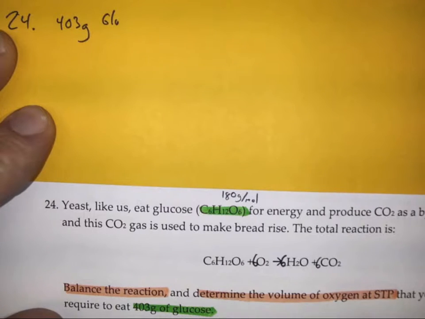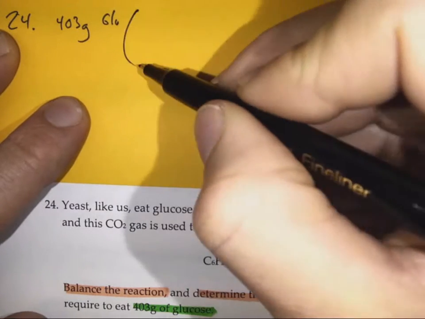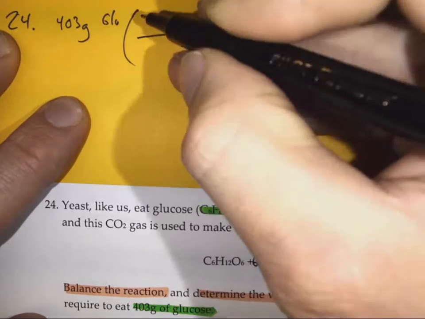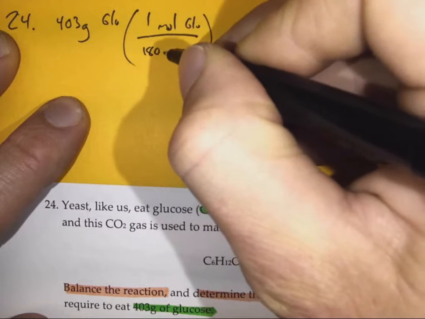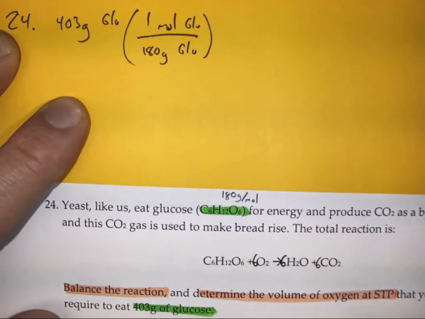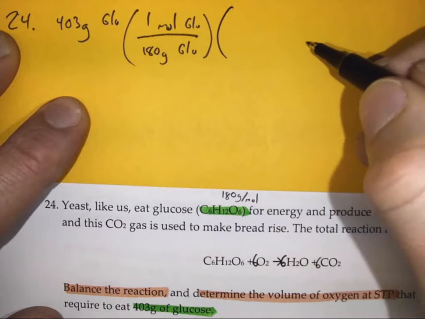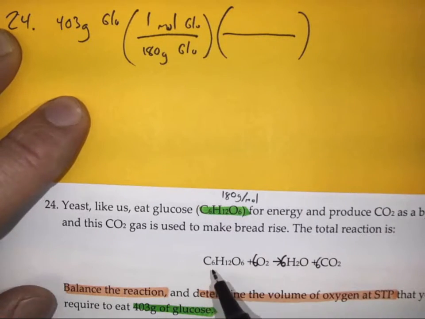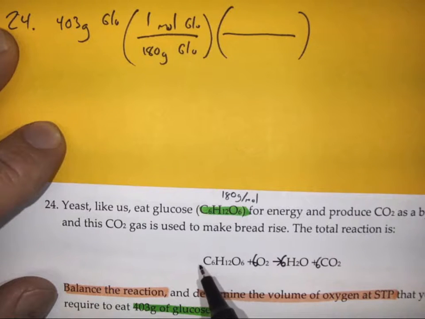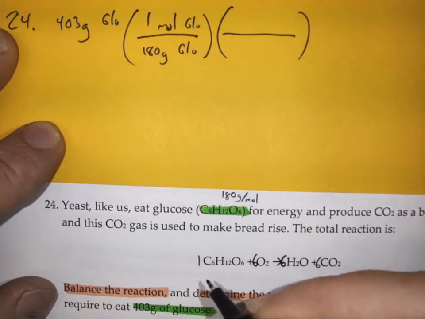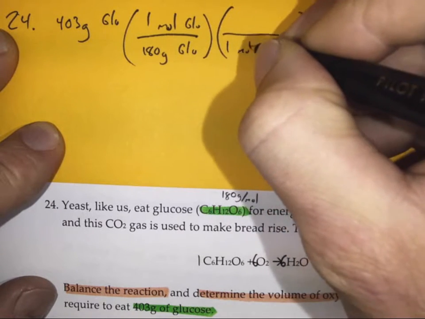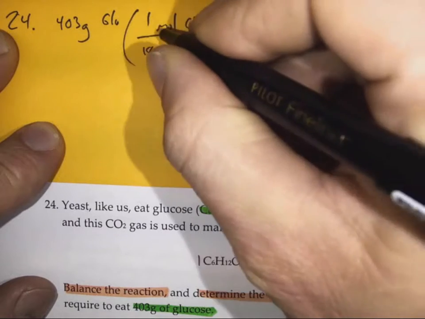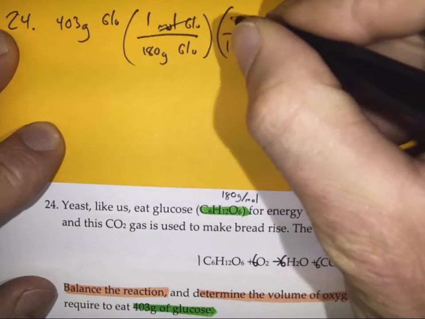First thing I want to do, if I want to convert it into a volume of oxygen, is I need to go over my mole bridge. So I'm just going to say I've got 1 mole of glucose for every 180 grams of glucose. And okay, that's fine, but I want to convert it into moles of oxygen. And that's why we balance a reaction. This tells us how many moles of oxygen are consumed for every mole of glucose. It says 1 mole of glucose for every 6 moles of oxygen. So I can say 1 mole glucose here to cancel out with the mole of glucose. That gives us 6 moles of oxygen.